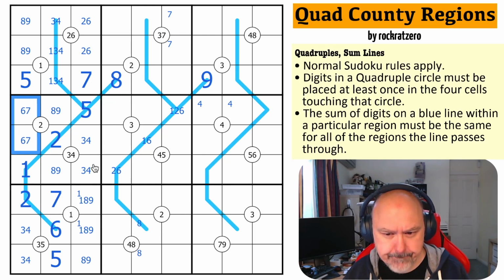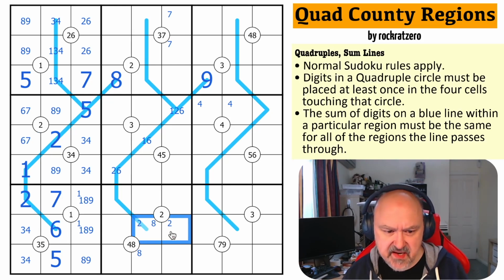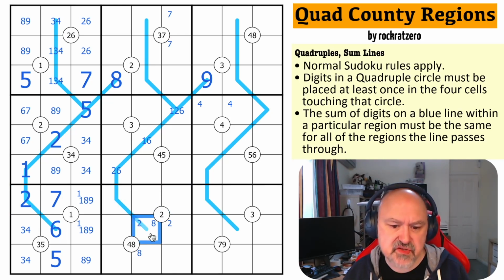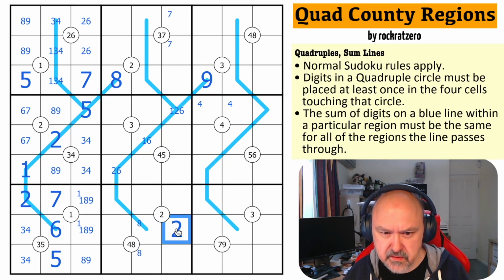Now, looking for more quadruple stuff I've missed. Two is down here now because that 2 is knocking 2 out of those. This can't be the 2 though, because if that's 2, that's 7 to get to the 9. So this is the 2. There you go. That's something.